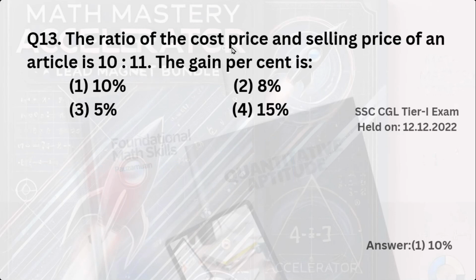The ratio of the cost price and the selling price of an article is 10 is to 11. 11, the bigger number, is on top of the smaller number. The gain is more.